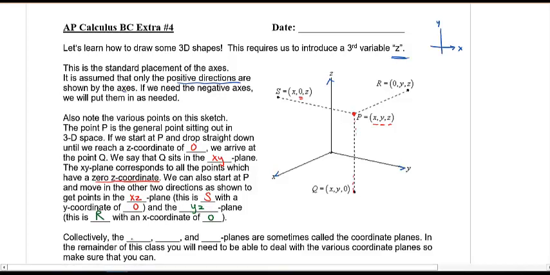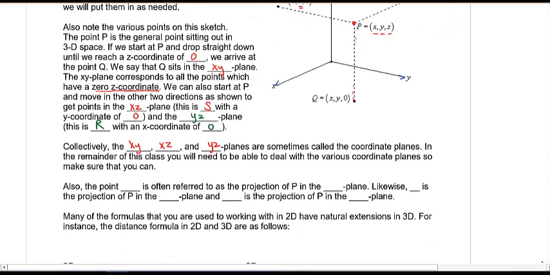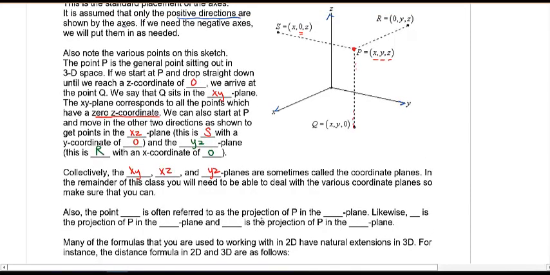Now, collectively, the XY, the XZ, and the YZ planes are sometimes called the coordinate planes. And in the remainder of this class, you'll need to be able to deal with various coordinate planes. So make sure you get a good grasp of this 3D model right now. Also, if you look at second year math courses for university, they might talk about the projection of P. So point Q is often referred to as the projection of P in the XY plane. Likewise, R is the projection of point P in the YZ plane. And then finally, S is the projection of P in the XZ plane.